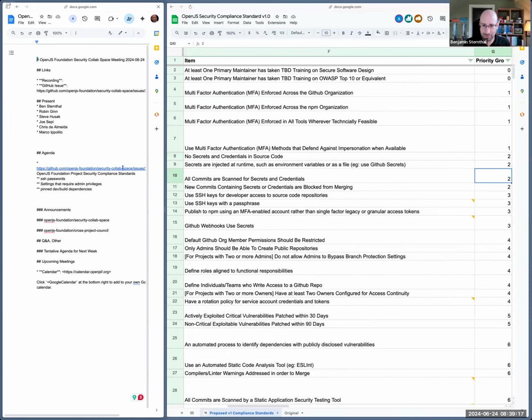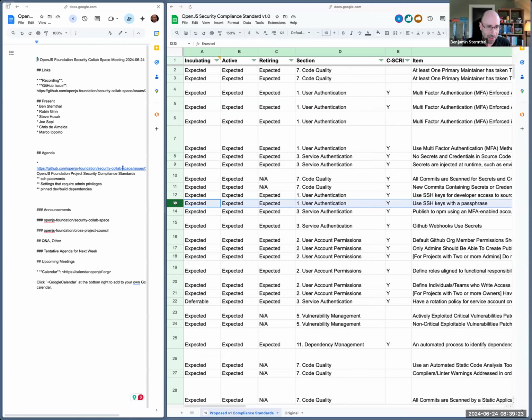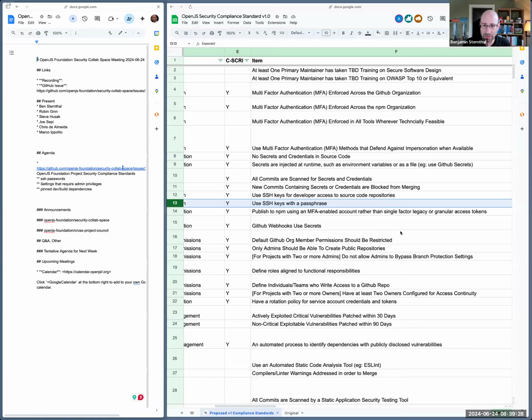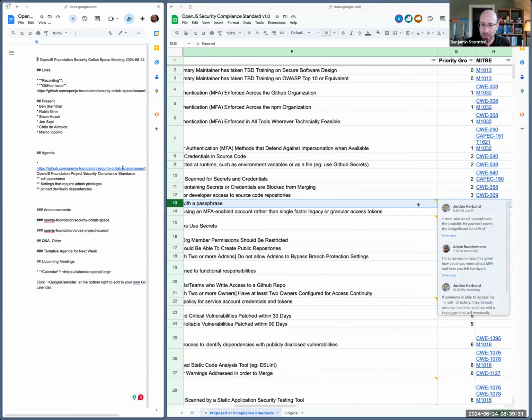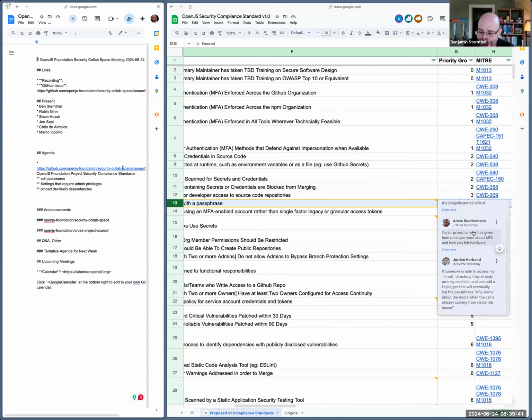Okay, so let's look at the first one here. The first one that we wanted to talk about is on line 13, use SSH keys with a passphrase. Jordan says, I never use this passphrase, it just isn't worth it. His comment is, hey, if someone's able to access my SSH directory, they're already on my machine. I'll let folks read this comment.